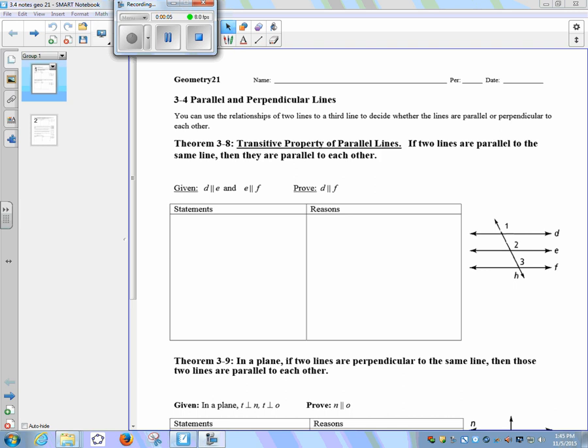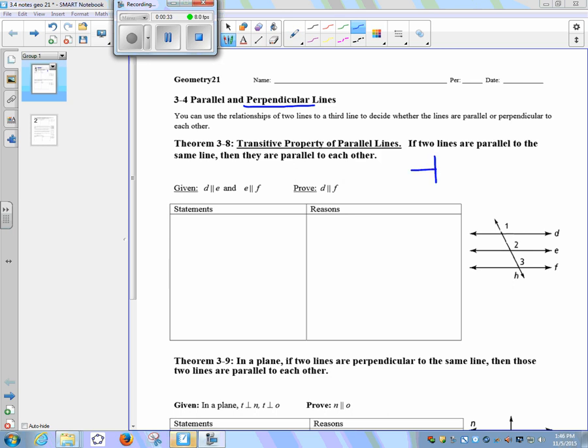We are going to be proving some of our parallel and perpendicular line proofs. Some of these theorems, I should say, we're going to be proving using our two-column proofs. And there are going to be 3 new theorems. We've learned a lot of theorems with just parallel lines. Now we're going to be including perpendicular lines and how they relate to parallel lines.